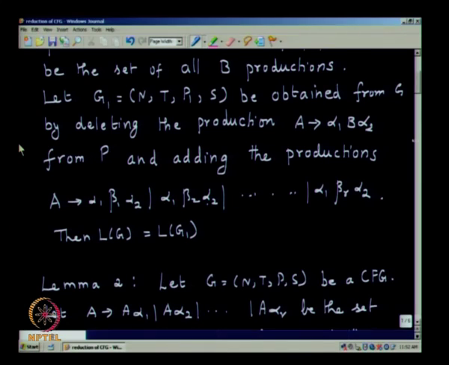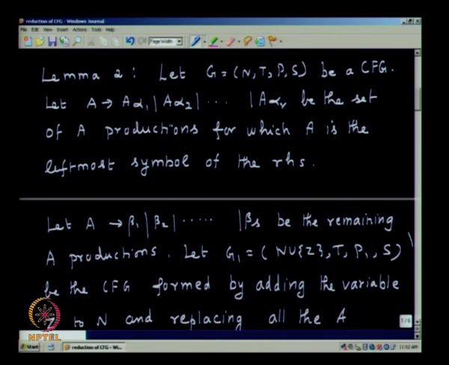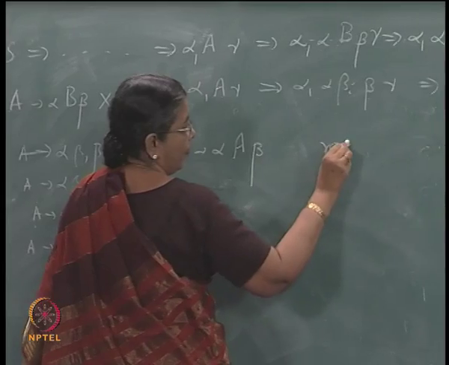Then there is another lemma, which we will also make use of in steps 3 and 4 of that conversion to Greibach normal form. So let us see what that is. Let G = (N, T, P, S) be a CFG, a context free grammar. Then let A goes to A alpha 1, A alpha 2, A alpha r be the set of A productions for which A is the leftmost symbol of the right hand side. Such rules are called left recursive rules. A rule of the form A goes to alpha A beta is called a recursive rule.